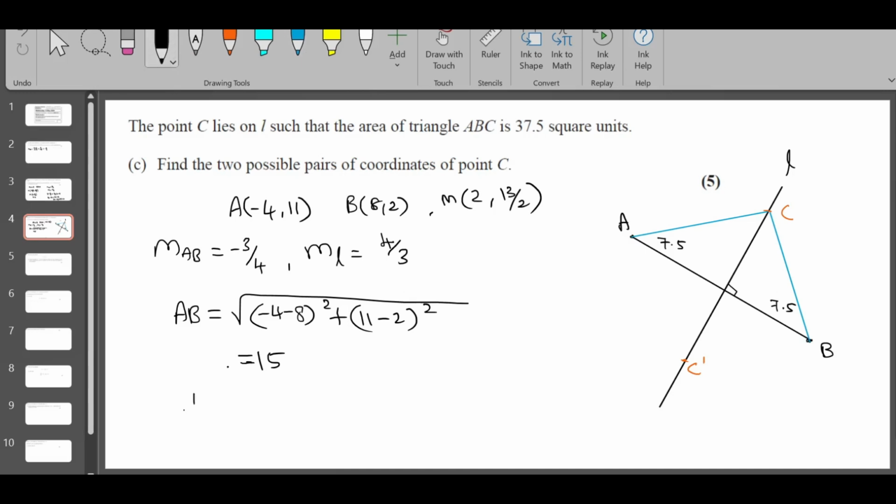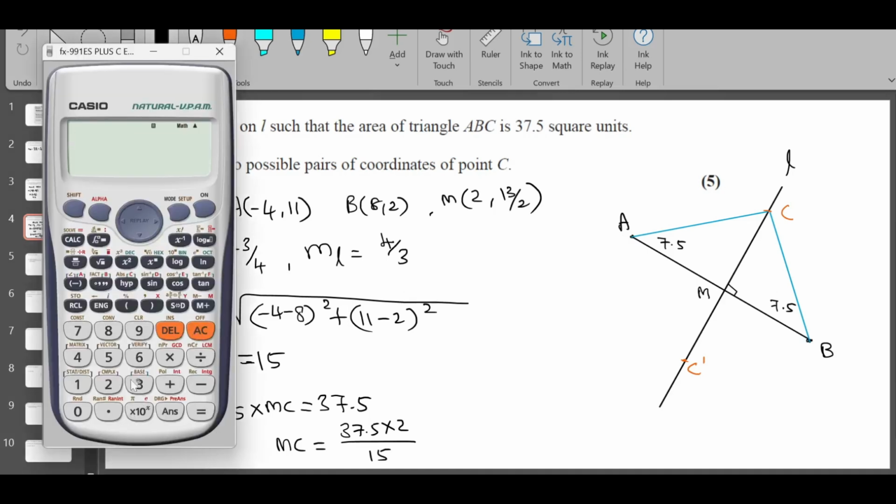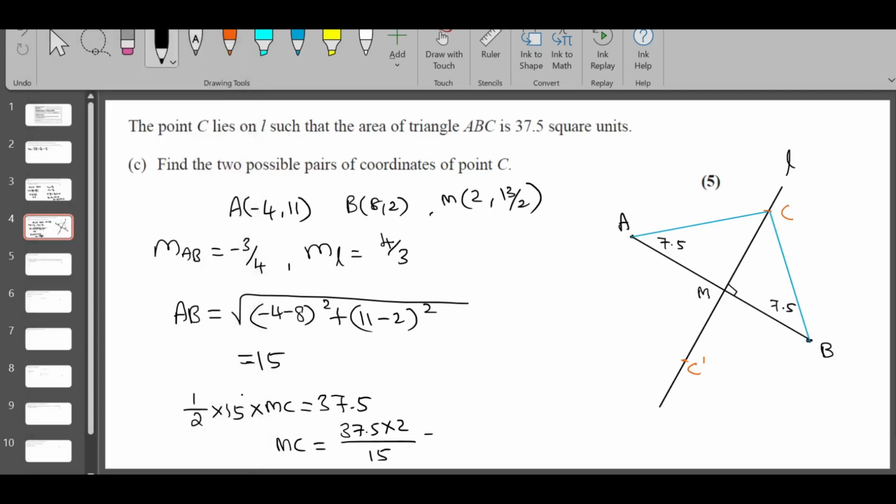So how do we find the area? Half times the base. Base is the length of AB, times the height MC, where M is the midpoint. The area is given as 37.5, so you can find MC. 37.5 times 2 divided by 15, you get 5. This length is 5, that means this length is also 5. And we know the coordinates of the midpoint, 2, 13 over 2.